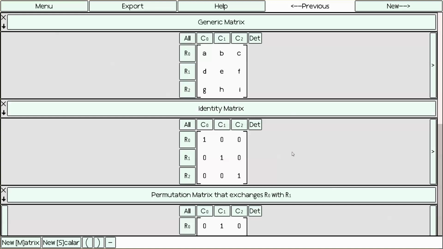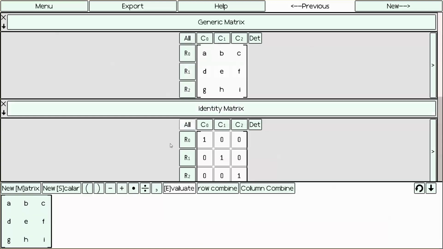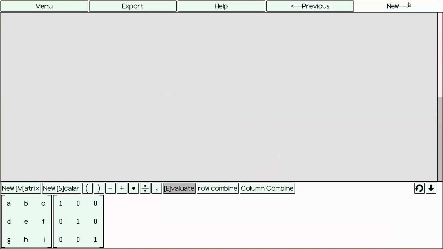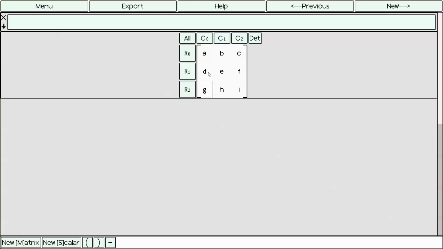This next one we have is the identity matrix. We call it the identity matrix because whenever we multiply this matrix by any other matrix on either the left or the right hand side, the result is the other matrix exactly, without any mutation. So let's witness this. We have this generic matrix, and then we have the identity matrix. We're going to go over here, and we're going to evaluate this. Notice how the result remains exactly the same.